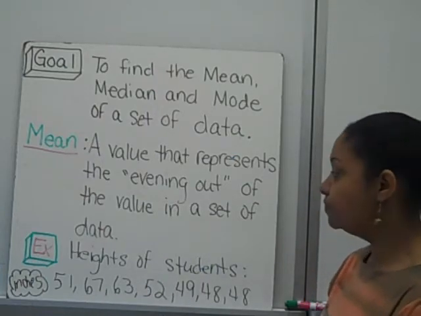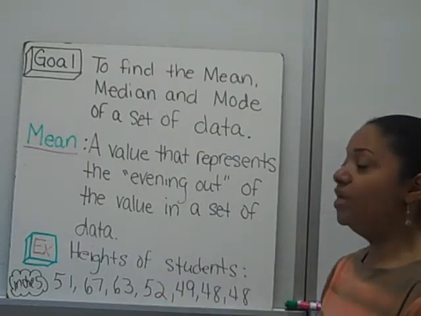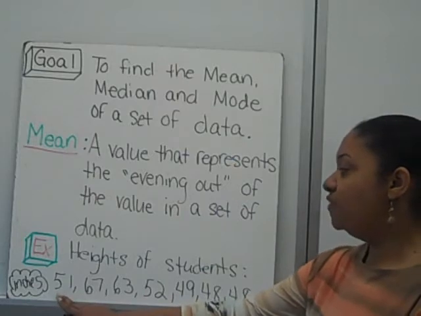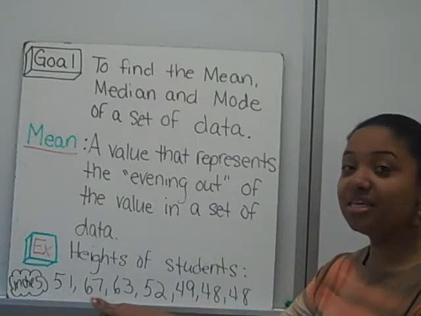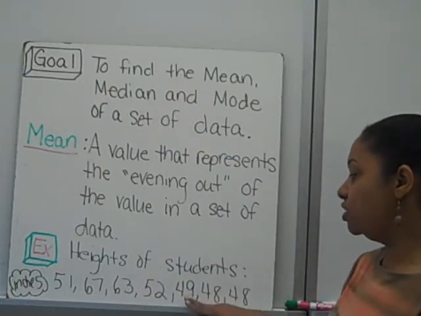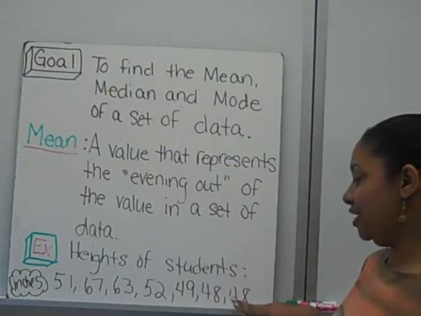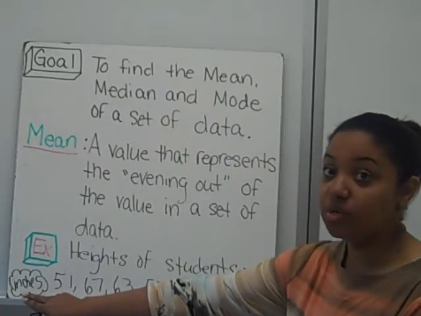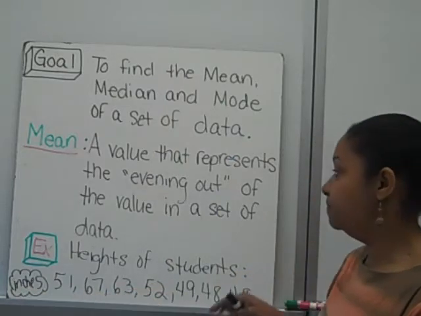Well, same thing. So here we have the heights of students, and we're going to use inches. So we have 51 inches, 67 inches, 63 inches, 52 inches, 49, 48, 48 again. And this is in inches. That's what that says right there. If you can't see it, it says inches.